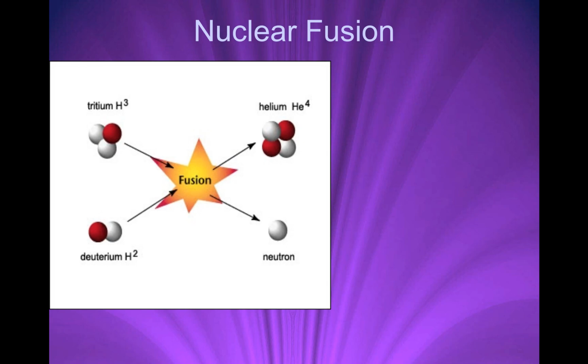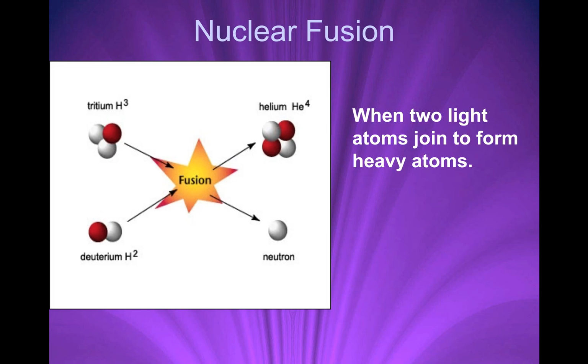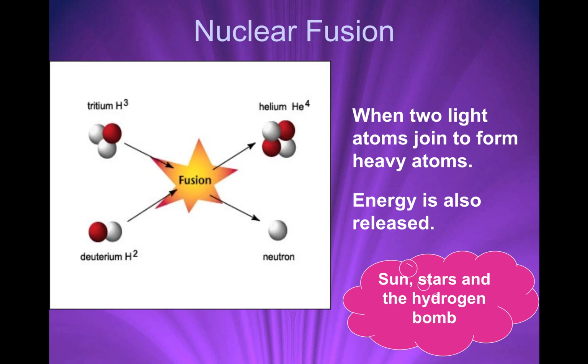Here's a nuclear fusion example. Tritium, hydrogen-3, and deuterium, hydrogen-2, fuse together to form a helium-4 atom, a neutron, and lots of energy. Two light atoms join to form heavier atoms, and energy is released. This happens in the sun, stars, and the hydrogen bomb.